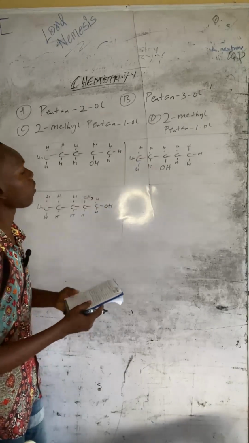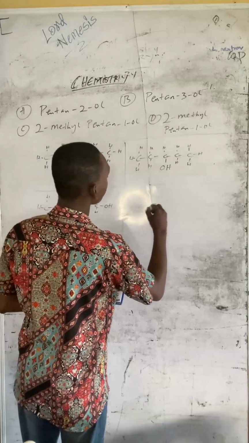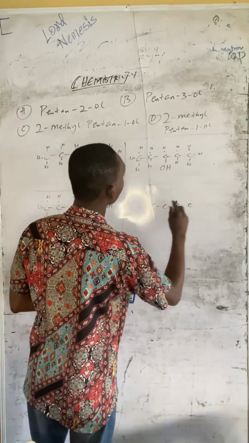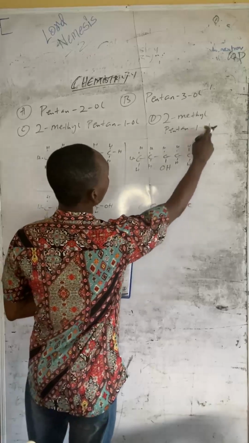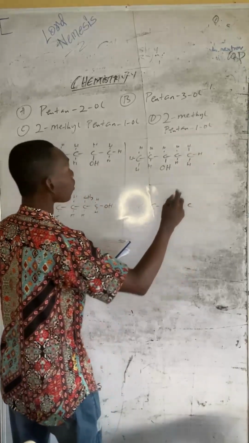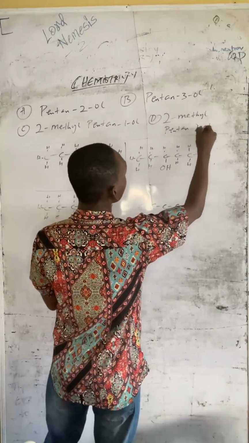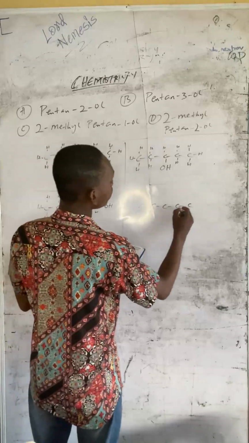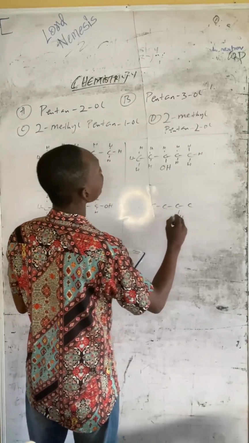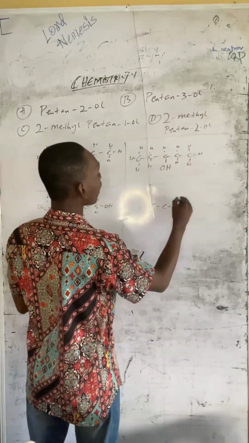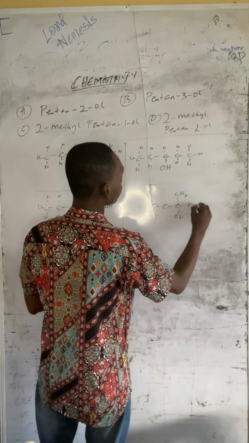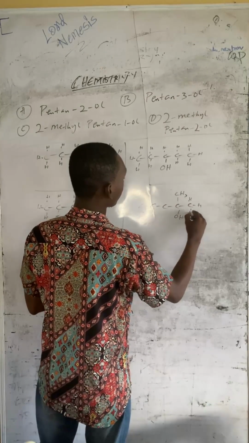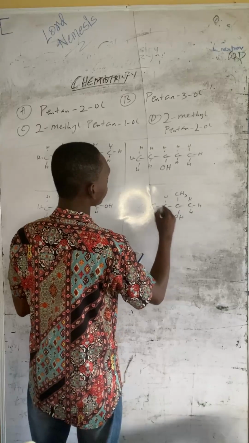And the last one, option D, 5 carbons also, pent, 1, 2, 3, 4, 5, with the OH group on the second carbon, this is 2-ol. And also on the second carbon, we have a methyl group, which is CH3. So we fill all other carbons with hydrogen.